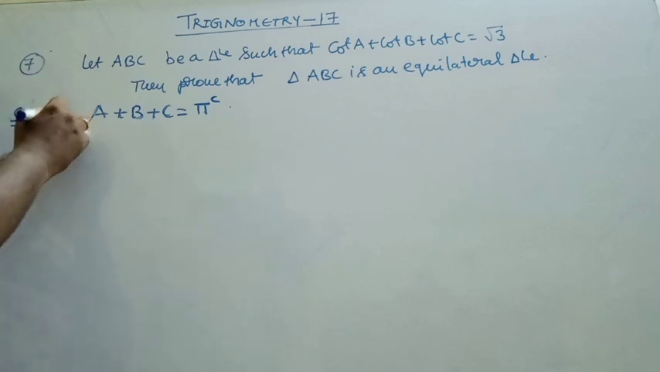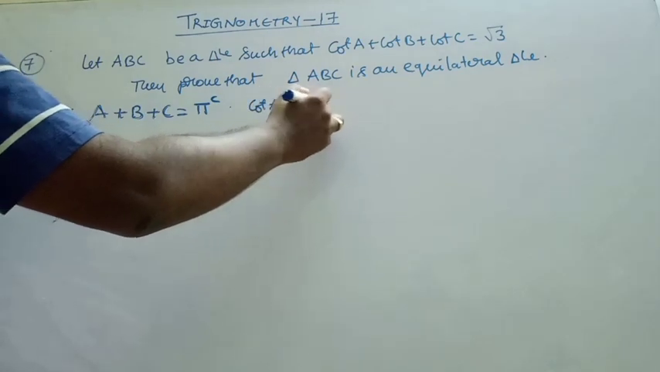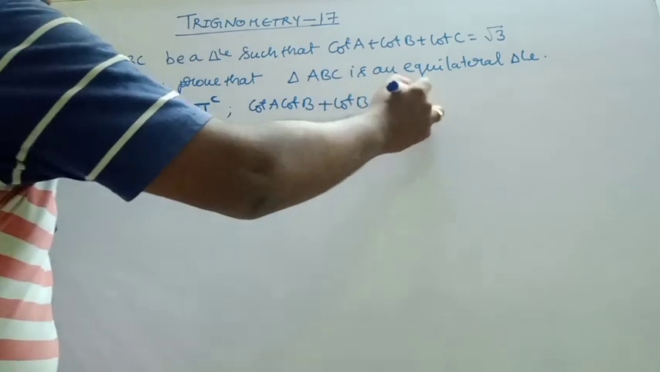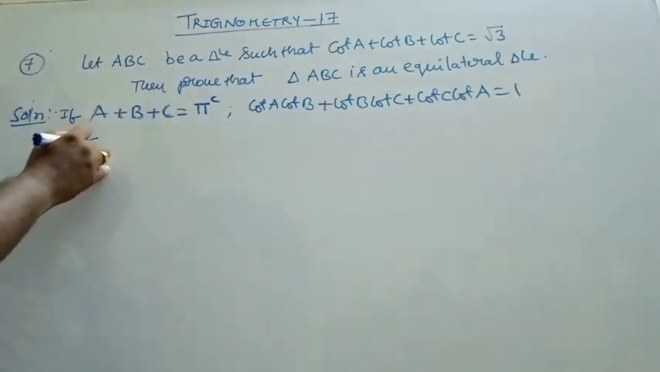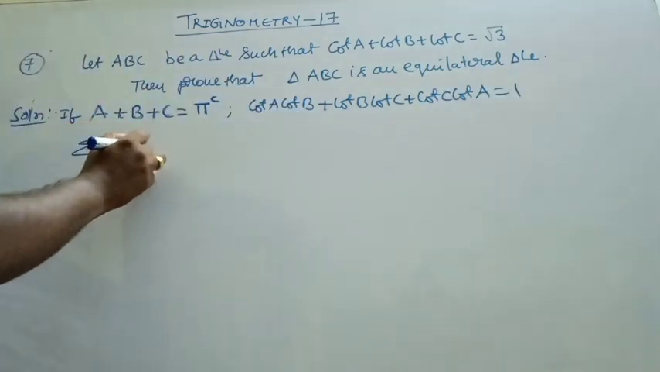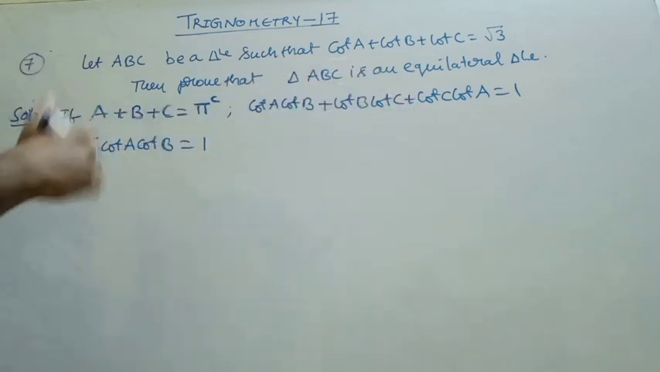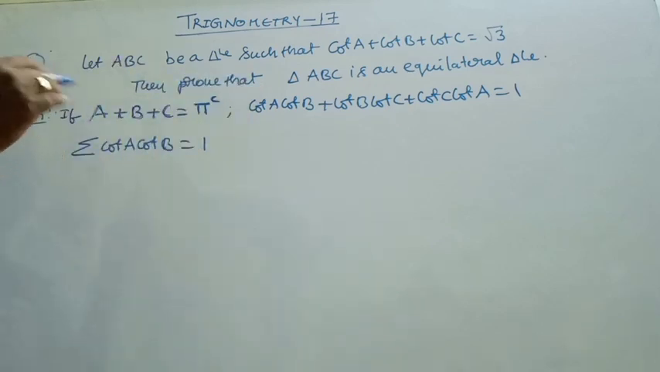If A plus B plus C equals 180 degrees, then we did in the previous video cot A cot B plus cot B cot C plus cot C cot A is equal to 1. That means sigma of cot A cot B is equal to 1. Instead of writing all these terms, sigma notation gives a better explanation. This is by the previous result; you can refer to previous videos.